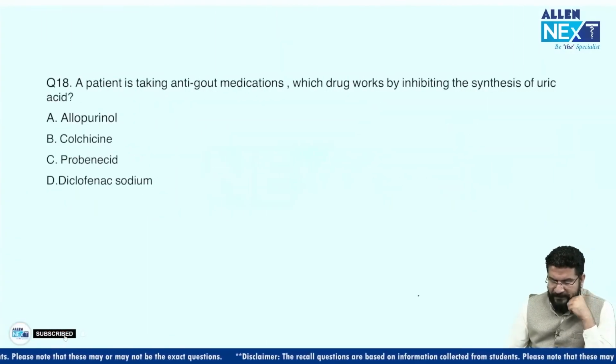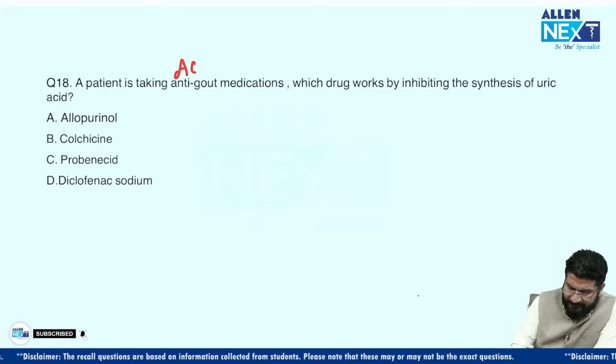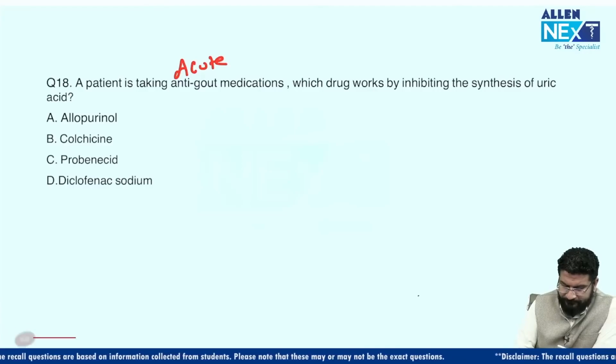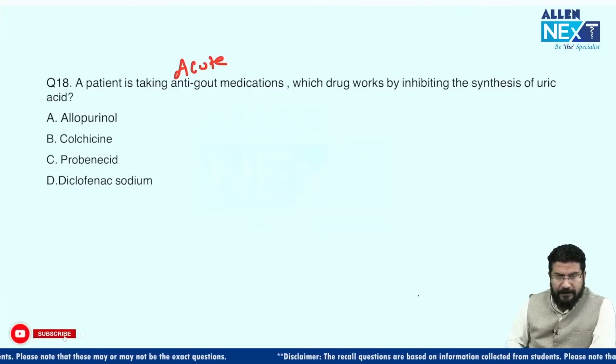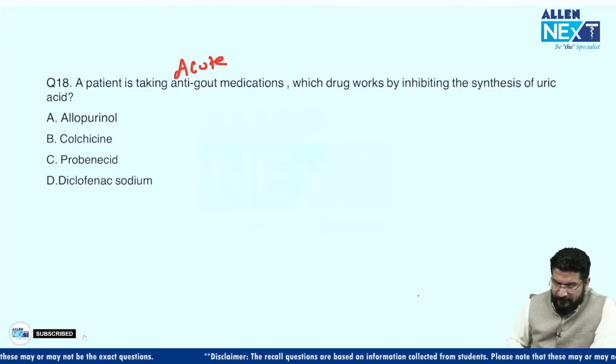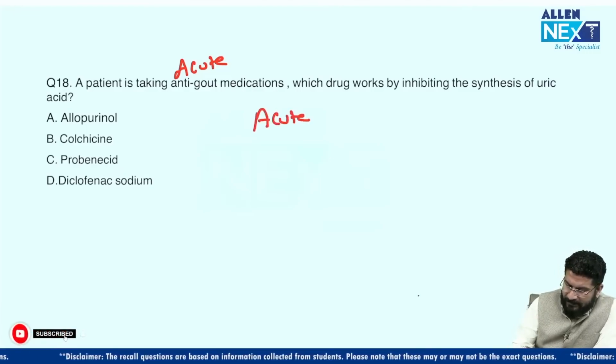Okay, then there is a question, a patient is taking anti-gout medication. Some students said it was given for acute gout, so let me correct this. A patient was having acute gout. Which drugs work by inhibiting synthesis of uric acid? Many of you are thinking in acute gout we don't give allopurinol. The question is simple. They are asking you to understand acute gout and chronic gout.